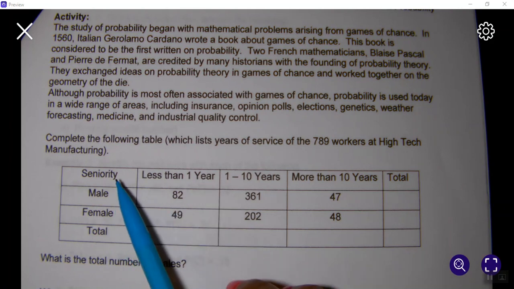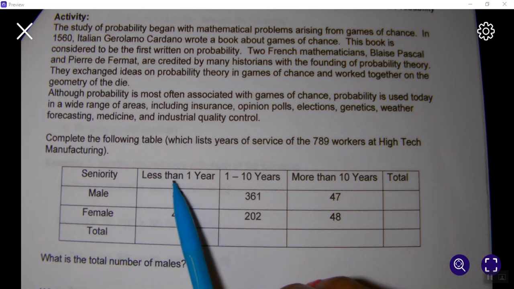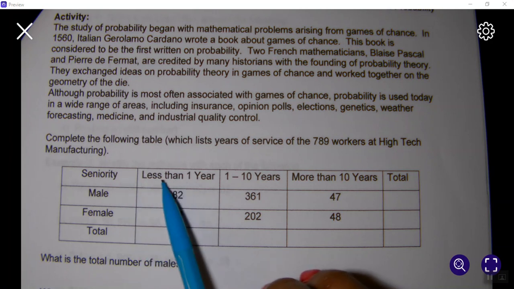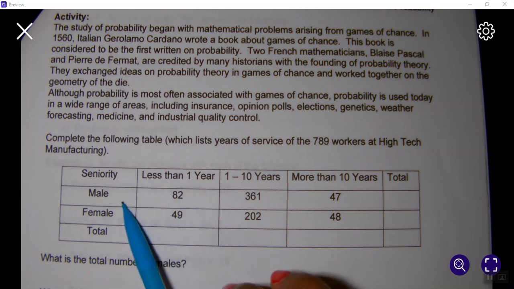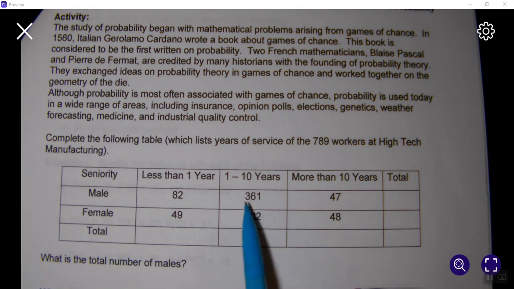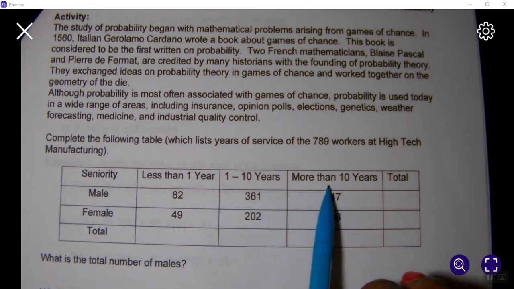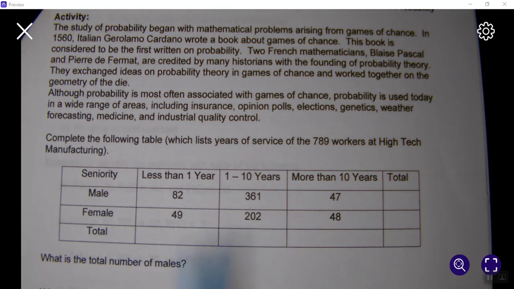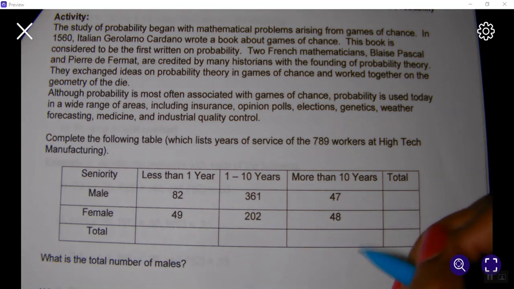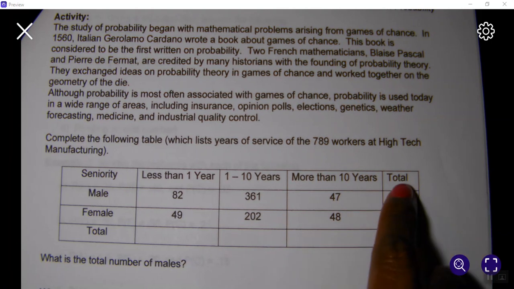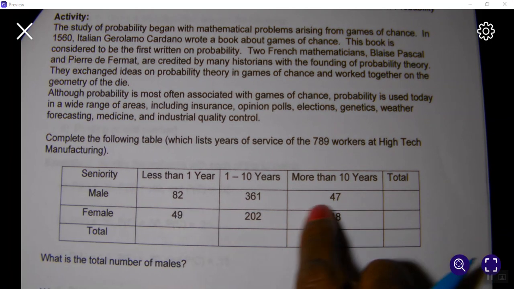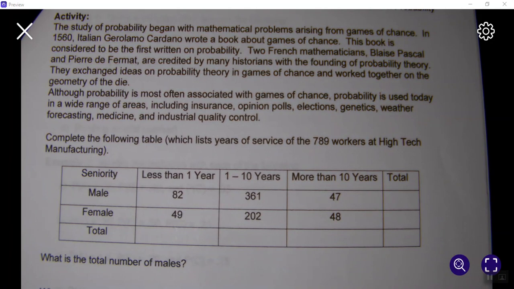So we have males whose seniority is less than a year. So 82 males have been there less than a year. 361 males have been there 1 to 10 years, more than 10 years, and then the female numbers are here. So let's go ahead and complete this table. When it's talking about the total, it's talking about the males here. So let me bring up Desmos really quick.